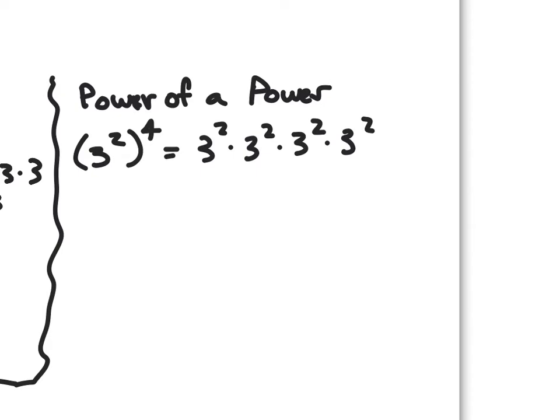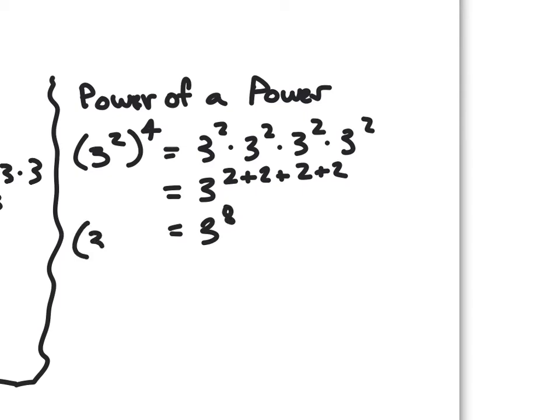Now what I have is 3 squared, all these numbers, and when I'm multiplying numbers with common bases, I add my exponents. So this would give me 3 to the 2 plus 2 plus 2 plus 2 power, which would end up giving us 3 to the 8th. So if I take 3 squared and raise it to the 4th power, that's going to give me 3 to the 8th.